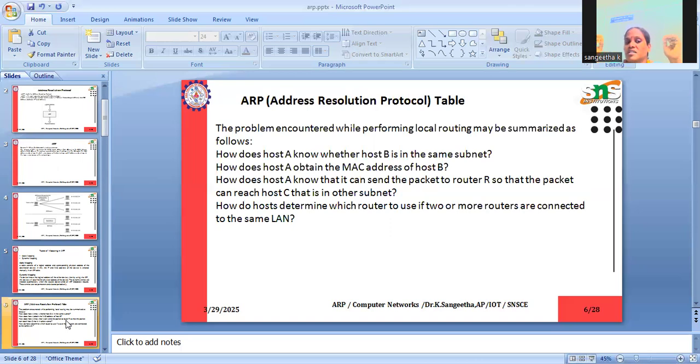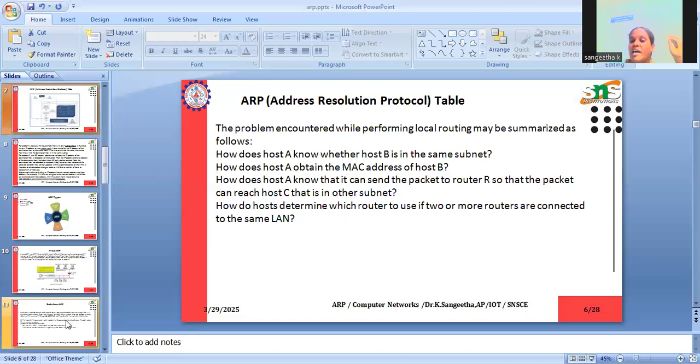Like how does host A know whether host B is in the same subnet? That is not known. Then how does host A obtain the MAC address of host B, and whether it is correctly received or not? These things are the challenges in ARP.